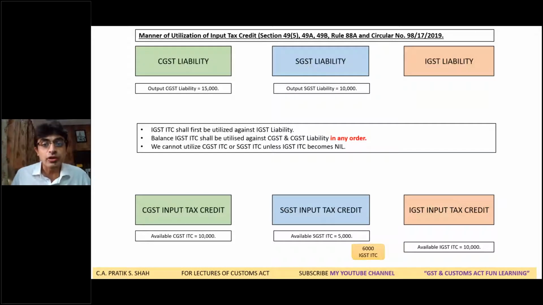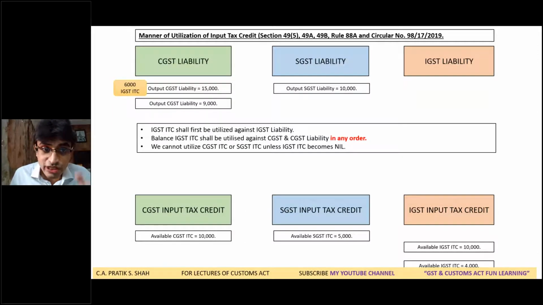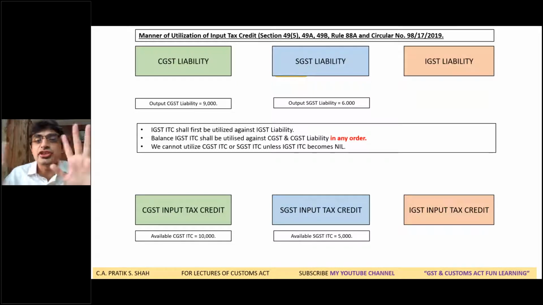So out of 10,000, it is giving to China in CGST 6,000. So now CGST liability still is 9,000 and IGST ITC is still pending 4,000. Unless IGST ITC becomes 0, do not touch CG and SG. Still IGST ITC 4,000 is there, give it to SG. Now IGST ITC became 0. This is your step number 1 in sums. We will do a few sums now, so you need to answer on chat then. IGST ITC should first be 0.